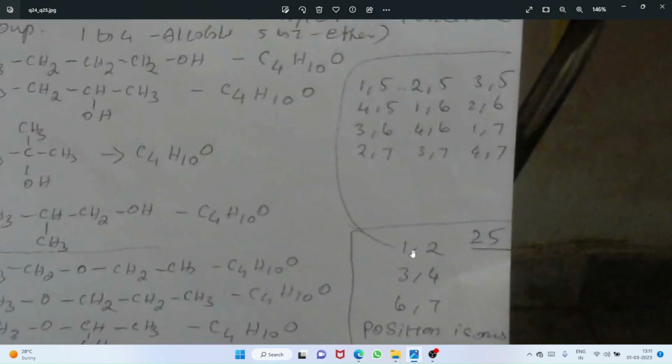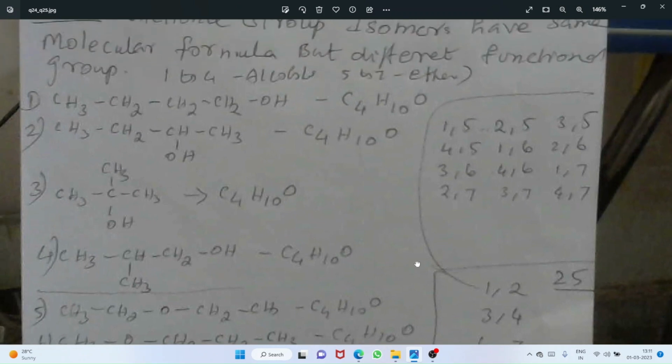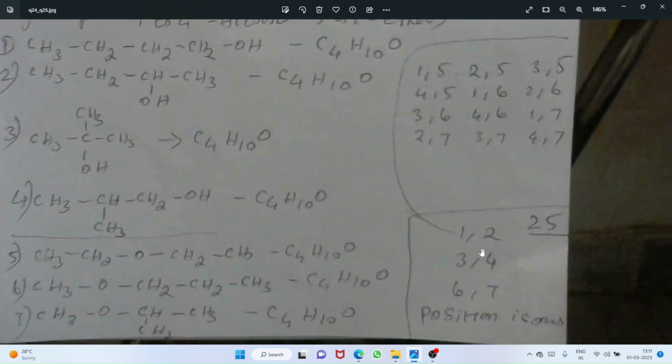See 1 and 2, here OH is attached here, but there OH is attached here. Similarly 3 and 4, 6 and 7.